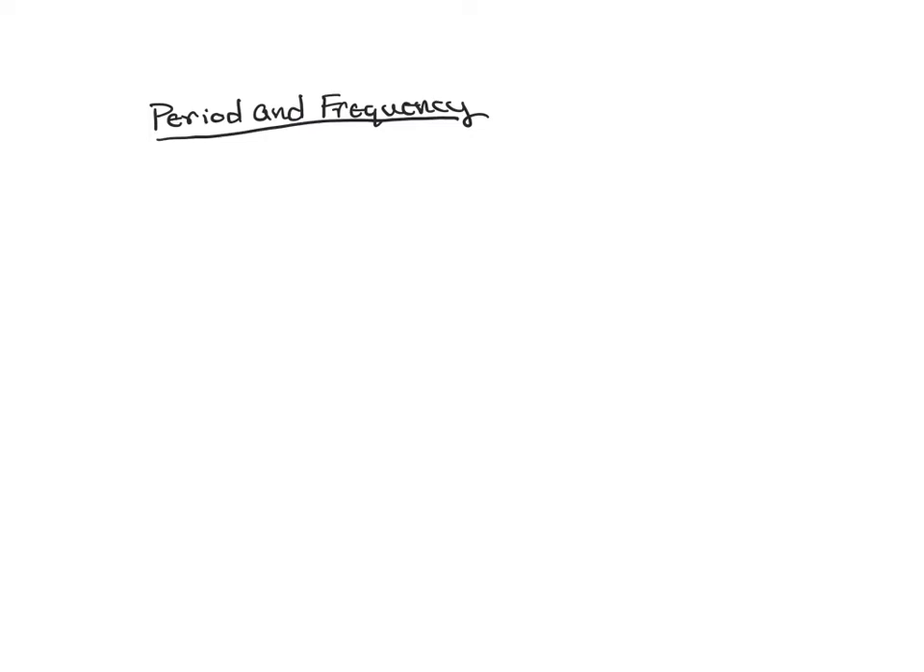Alright, so we're going to explore a little bit further how we describe the motion of an oscillation. And we're going to get into some of the equations that we used in lab on Tuesday. So we've already introduced the idea of period. So this is the time for one oscillation. And this is going to be in units of seconds.